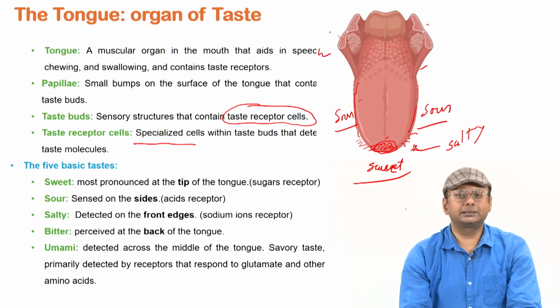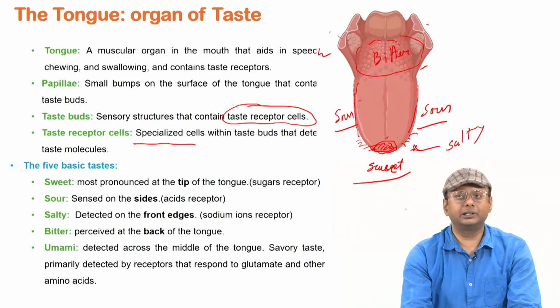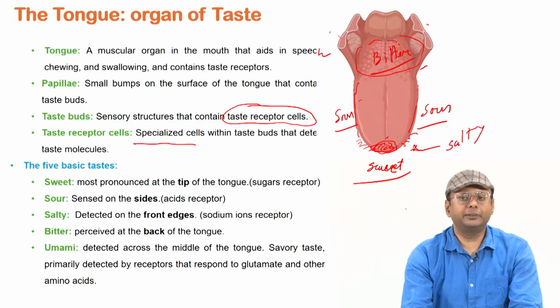Then the bitter taste can be mostly detected in the back side. So bitter taste is detected at the back, and then umami is detected across the middle of the tongue. Basically, the savory taste is primarily detected by receptors that respond to glutamate and other amino acids.